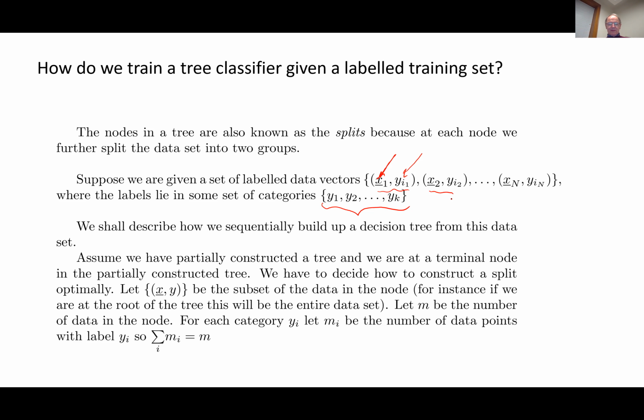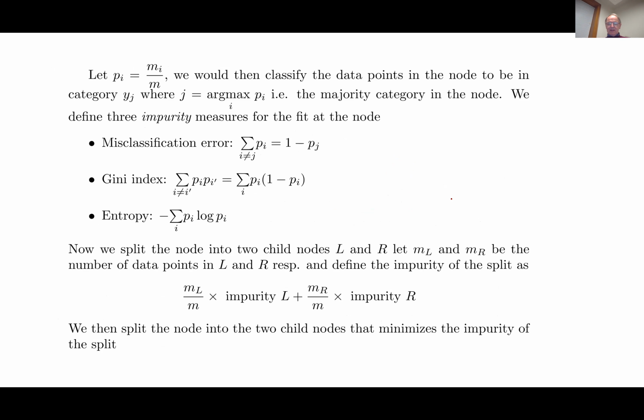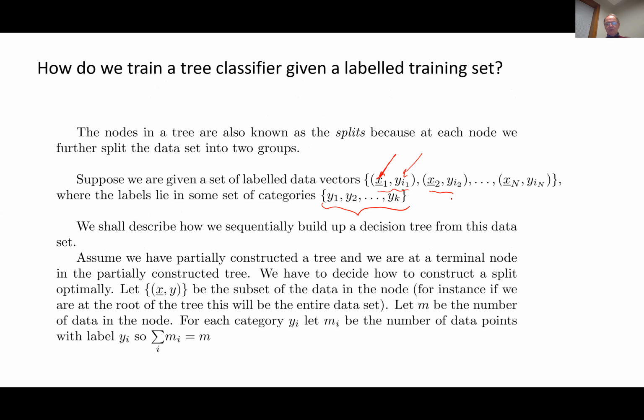So we do this sort of inductively. Let's assume we have constructed a tree up to a certain level, and we're now at some terminal node in the tree we have constructed so far. We are at a node where we want to decide what we're going to do. So we're going to take this node and split it in two, going in two different directions.